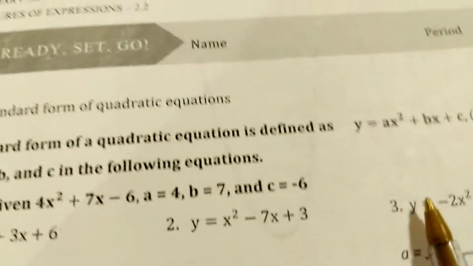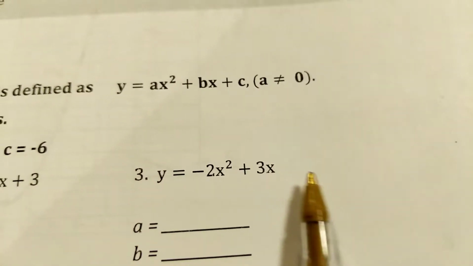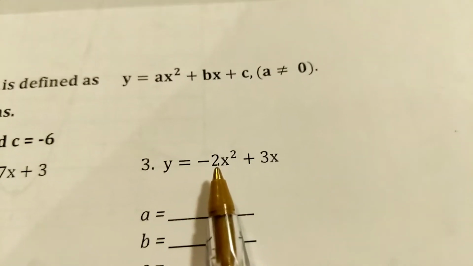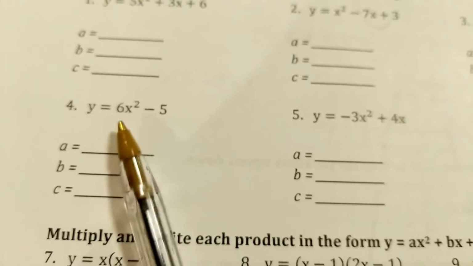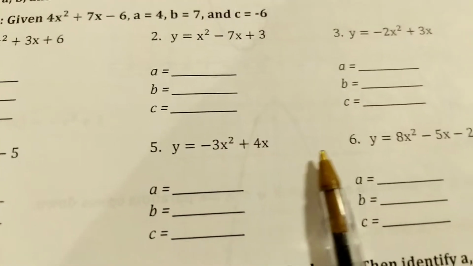Let's look at this one over here. C is missing. That means it's 0. A can never be 0 and still be quadratic. If a is 0, then you just have a line. You don't have a quadratic. One of them is missing. A, B, or C will be 0. And so on. You get the picture.